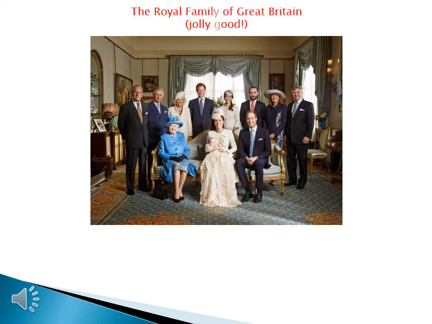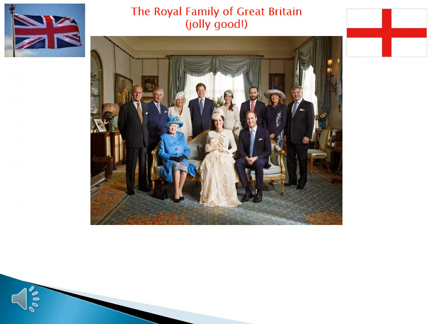Welcome to World History 1 Lecture 9.6 on European nation-states, and there they are, the royal family of Great Britain. Jolly good, God save the Queen, and Britannia rules the waves. Now, this picture of the royals was taken at the baptism of that little baby, but this picture also shows us a lot about royalty in Great Britain. What do I mean? That nice little lady in the blue dress sitting down is Queen Elizabeth. She is the ruling monarch of Great Britain.